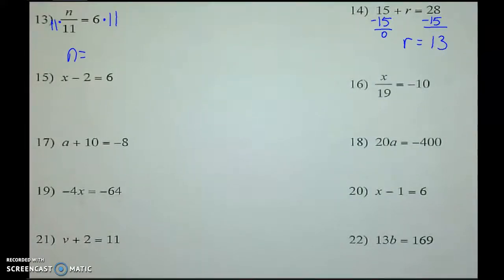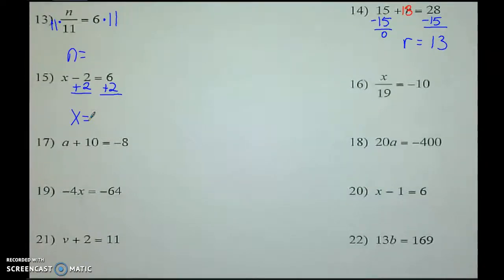So r equals 13. Now I can even check it. I can take that r, that 13, put it right back in up here, and I can see 15 plus 13 equals 28, and know that I'm correct. Now, going on down, number 15, x minus 2 equals 6. Got to get that x by itself, so I've got to do the opposite. The opposite of minus 2 is plus 2. So plus 2 on both sides, and that'll help you out to be able to figure out what x equals.